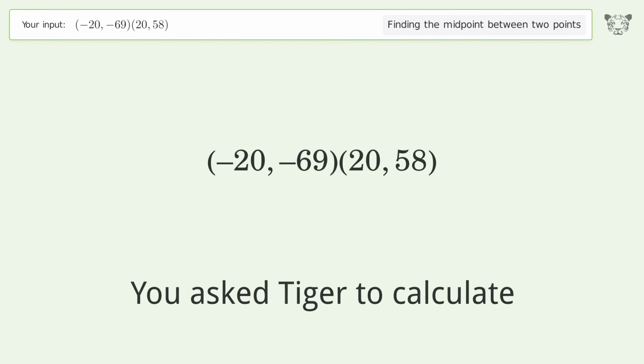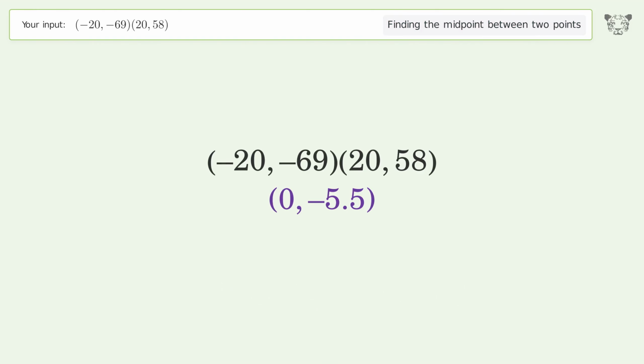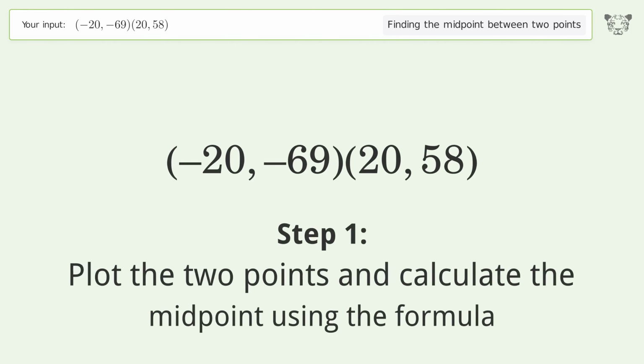You ask Tiger to calculate. This deals with finding the midpoint between 2 points. The midpoint between the 2 points is 0, -5.5. Let's solve it step by step. Plot the 2 points and calculate the midpoint using the formula.